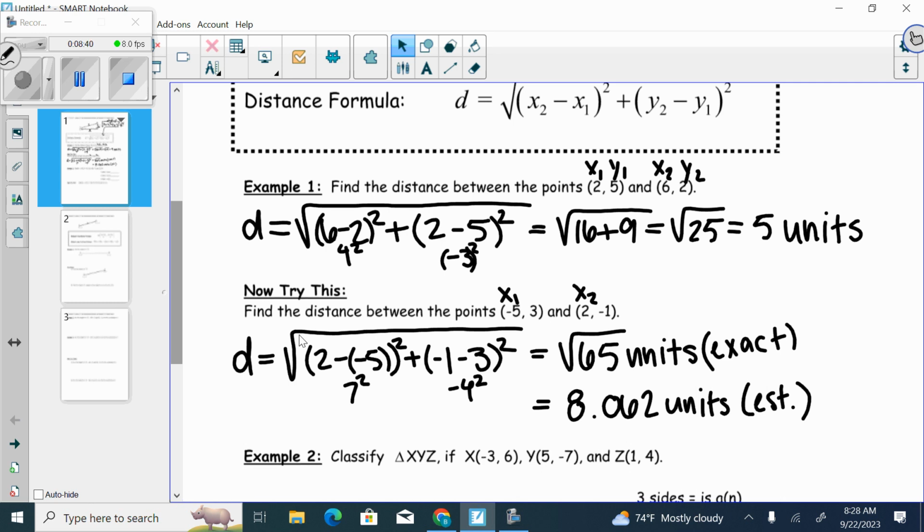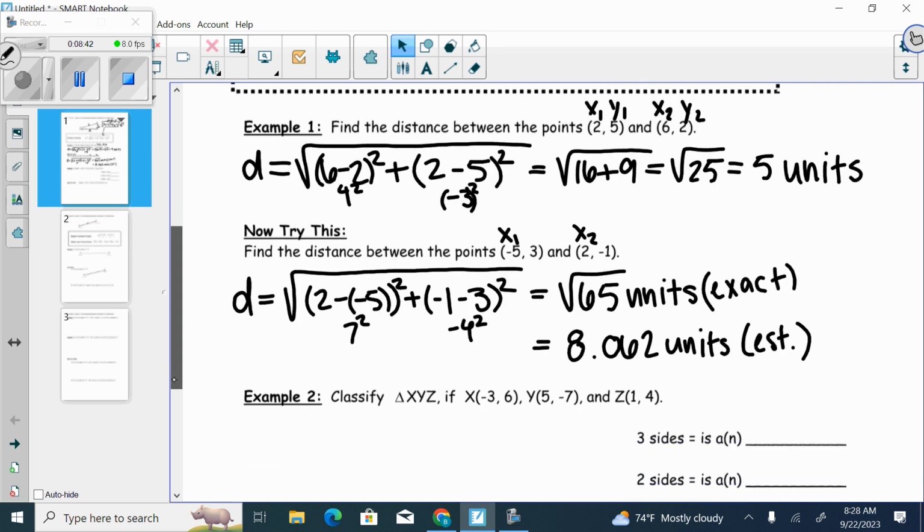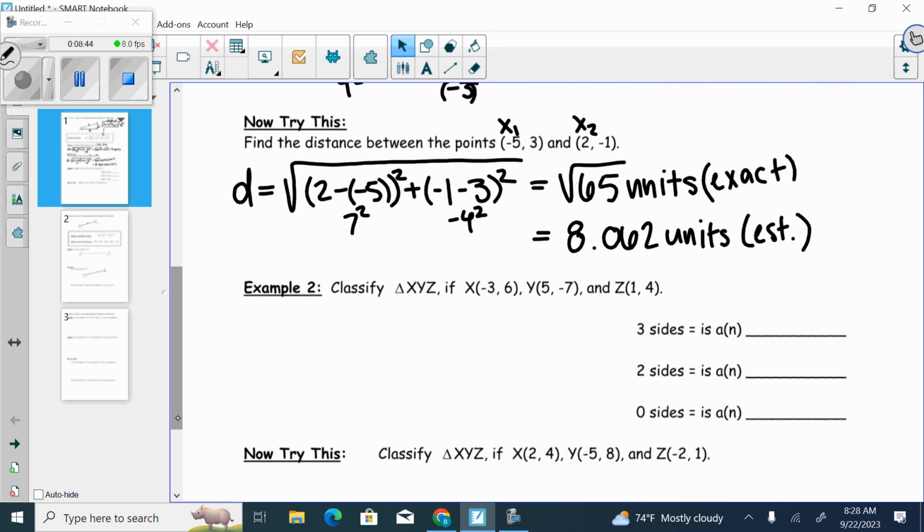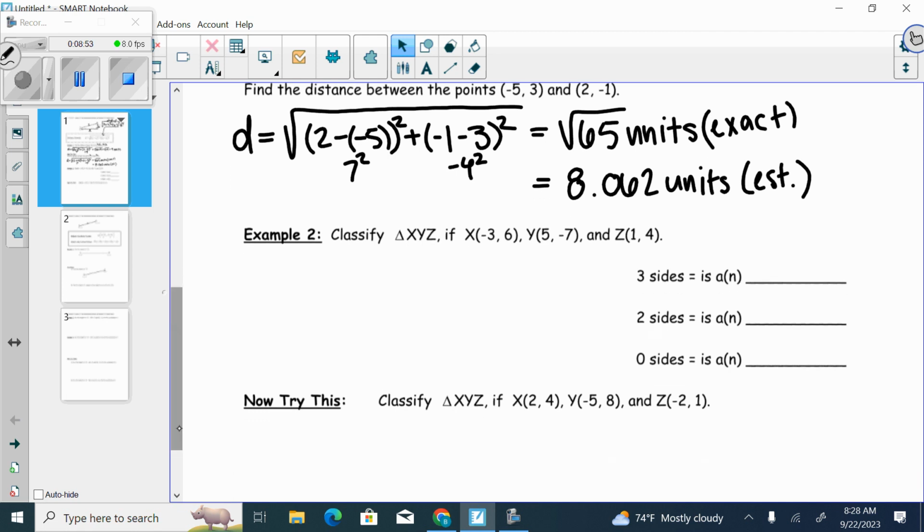All right, example 2 says to classify triangle XYZ if these are the 3 points for X, Y, and Z. All right, so in order to do that, we have to know what it would mean if the sides were congruent or not congruent. If all 3 sides were equal, or if all 3 sides were the same size, what kind of triangle is that? What do we call that? Equilateral. Okay.